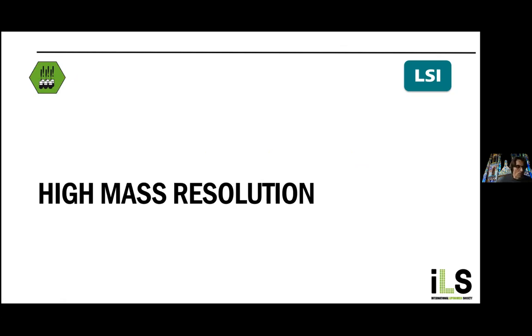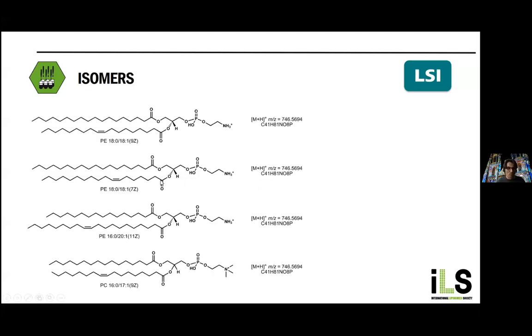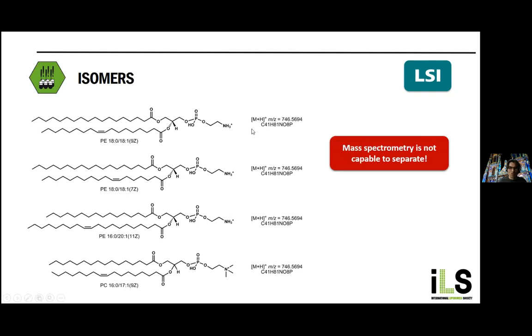So now I would switch to high mass resolution, and first discuss these terms with you. What is an isomer actually? Here are different isomeric species for PE and PC. You see we have variations in double bond positions or chain length. And for instance, we also have isomeric PC and PE species, which means they have exactly the same molecular formula. So you cannot separate these molecules just by MS.